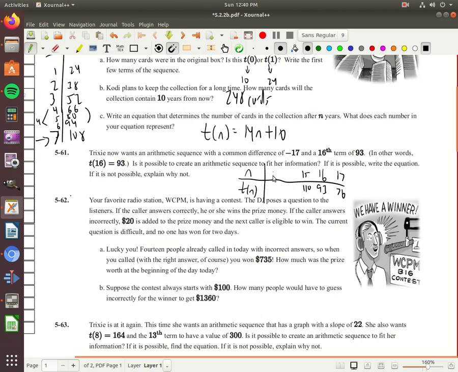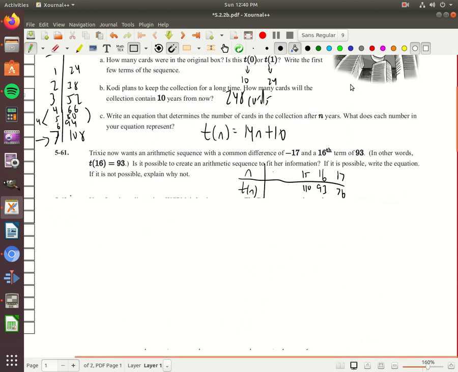Yeah, I mean, I think so. If possible, write the equation. All right, so how are we going to do this? Let's figure out a way to expedite this process so we don't have to do so much adding and subtracting.